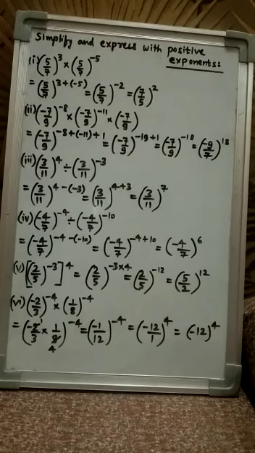Whenever the base has negative power, we take the reciprocal of that base and the same negative power becomes positive. So 5 by 7 raised to the power minus 2 will become 7 by 5 raised to the power positive 2. So we have changed this number with positive exponent, that is 2.